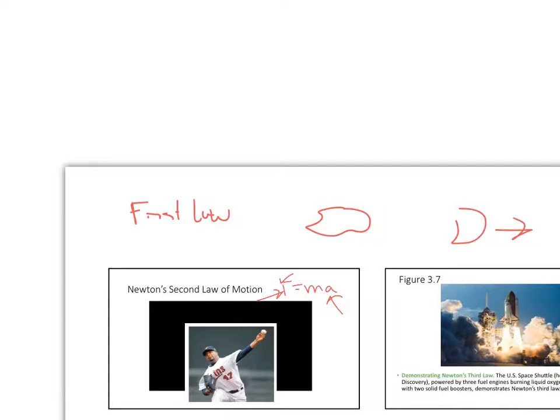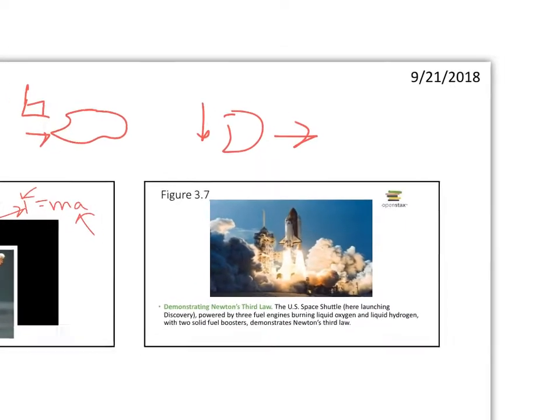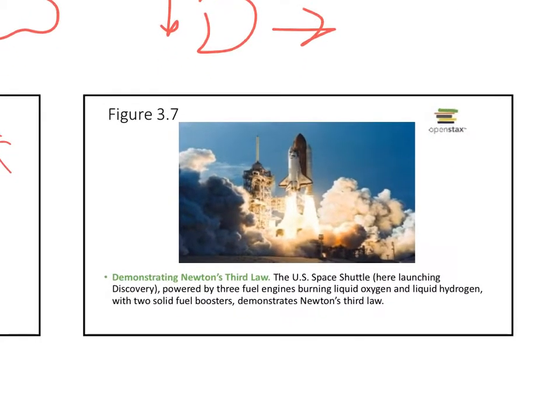Now, of course, we could kick this. This is my foot kicking this. That would be my force to make that move. Or we could start something moving and it's going to slow down because of the force of gravity. So for the first law, objects will stay in motion or stay at rest unless acted upon by an outside force. Okay. Second law is F is equal to ma. Third law is for every action there is an opposite and equal reaction.